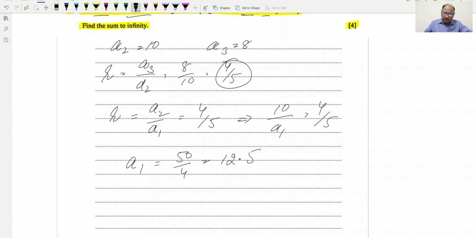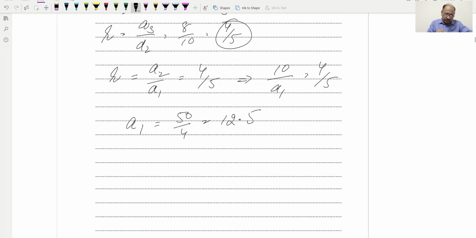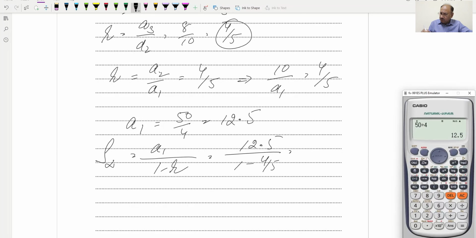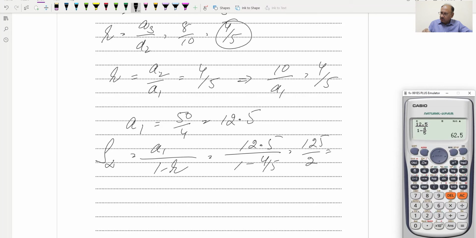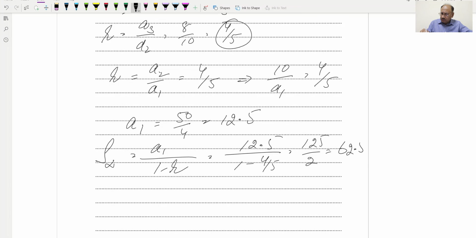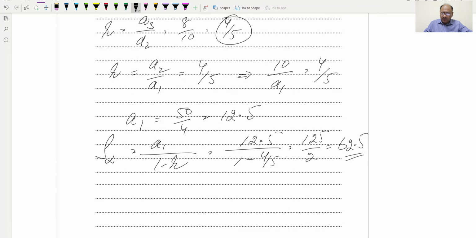So we got the first term, and we have the r value also. The sum to infinity formula will be a1 over 1 minus r, so 12.5 divided by 1 minus 4 by 5. This is equal to 125 over 2, which in decimal value is 62.5. So 62.5 will be the final answer for this question.